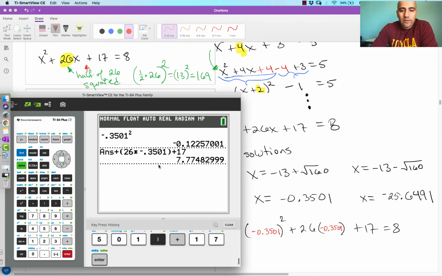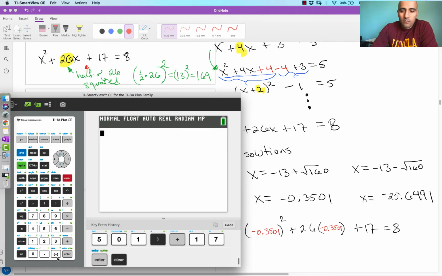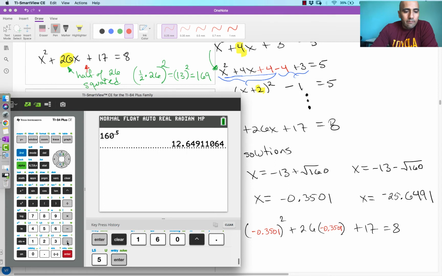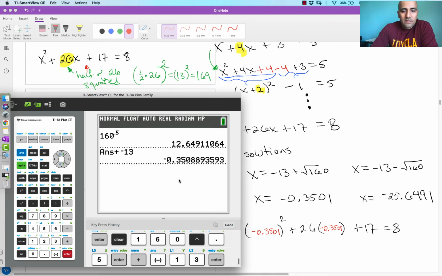So if we wanted to be a little more precise, let's go back to, what was it? Negative 13 plus root 160 to the power of 0.5 gave me that, and then plus negative 13. That was this thing. Okay, so let's be a little bit more precise and go out a few more decimal places. Let's go out to the 94. So 0.3508894. So this should be 0.8894.